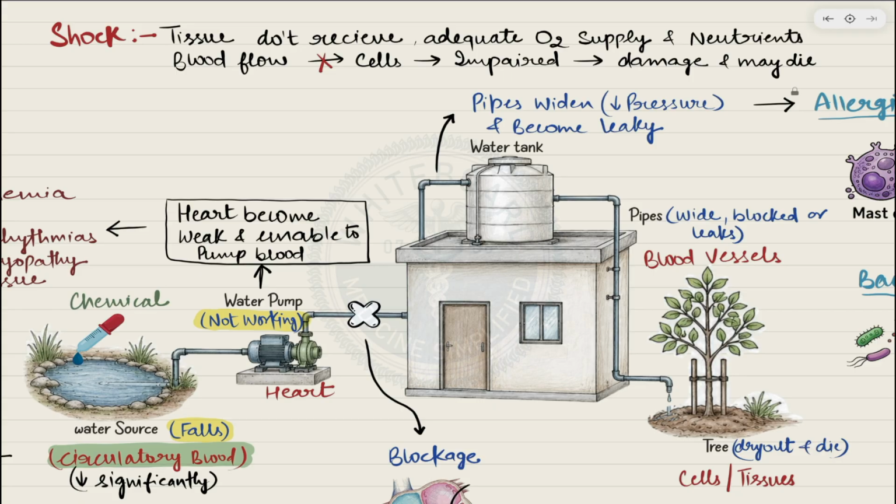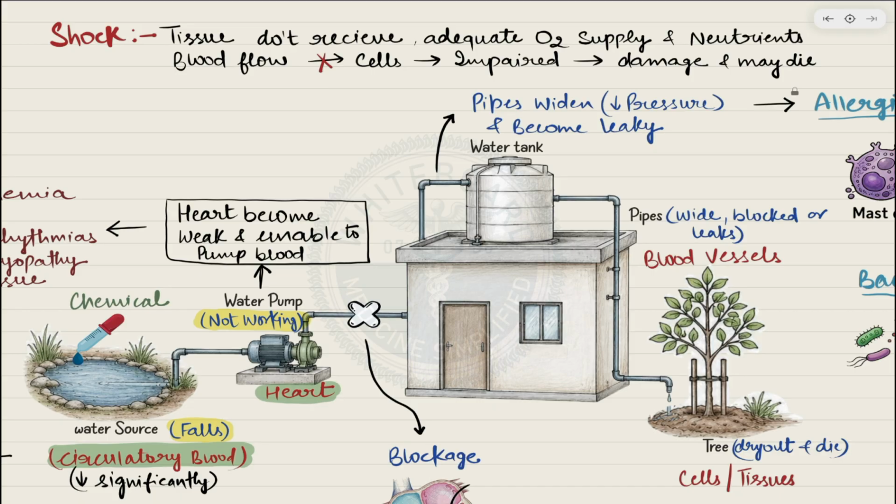Likewise, in the human body, the heart acts as the pump. It must generate enough force to keep blood moving continuously throughout the circulatory system and deliver oxygen and nutrients to every tissue according to the body's needs. If the heart becomes weak and cannot pump effectively, tissue perfusion begins to fall. Finally, the pipe network must remain intact and function properly.